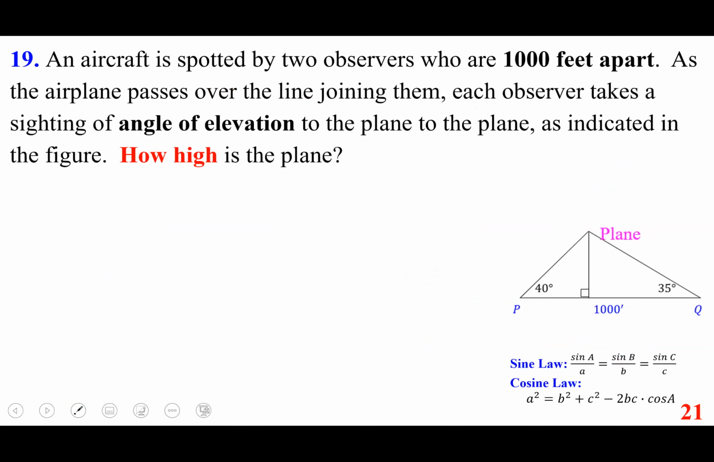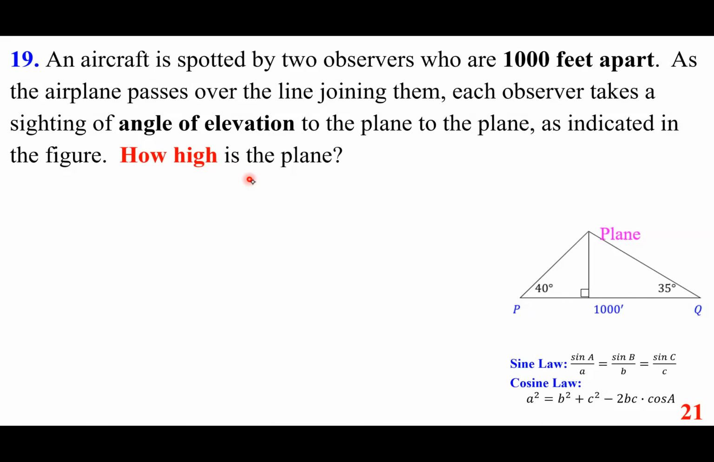An aircraft is spotted by 2 observers who are 1,000 feet apart. As the airplane passes over the line joining them, each observer takes a sighting of angle of elevation to the plane as indicated in the figure. How high is the plane?